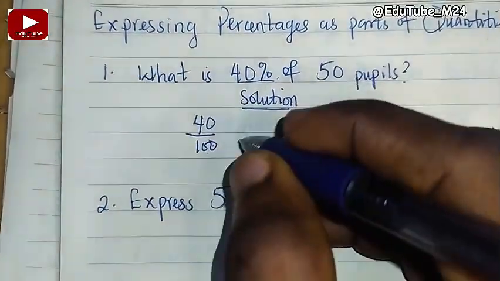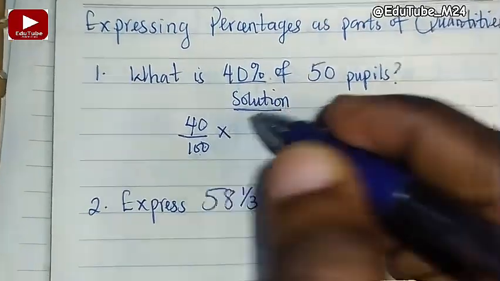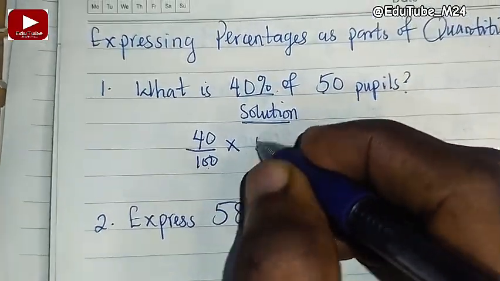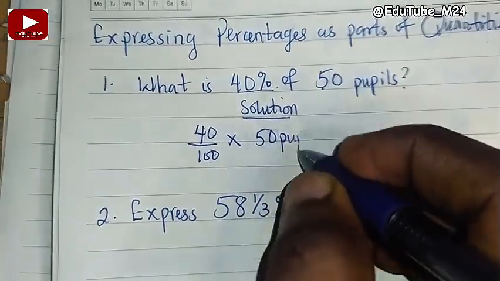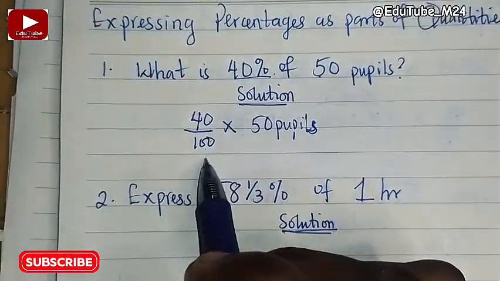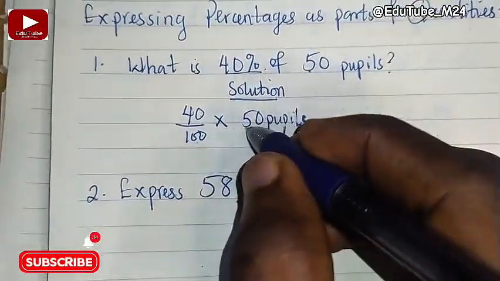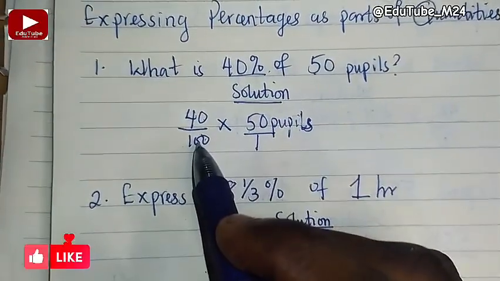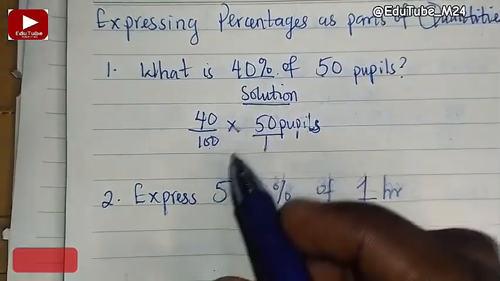Then "of" mathematically will be translated as times. And then the 50 pupils that we have next to it, which is the quantity, we are finding a part of it. So this is 40 out of 100 times 50 pupils. So I'll make it over 1. Now I'm going to look for what can divide in the numerator and denominator.